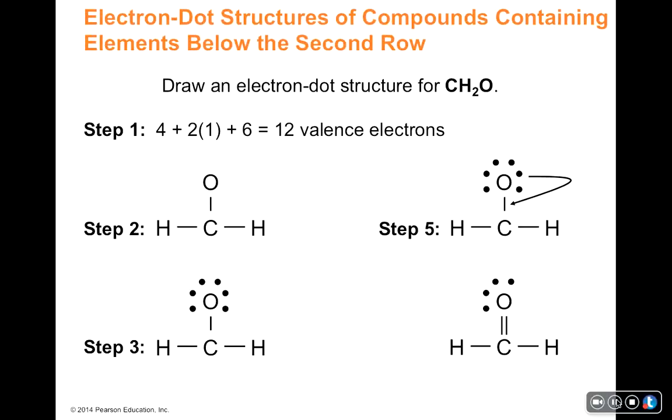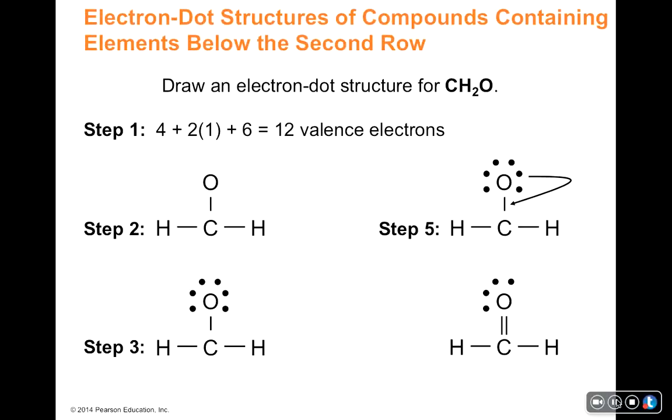Here's another one, electron dot structure for CH2O. Carbon almost always wants to be in the middle, and it always wants to be in 4 bonds. So I can tell right away by looking at step 2 that that's not the end result here, but we'll follow through the steps so you can see.